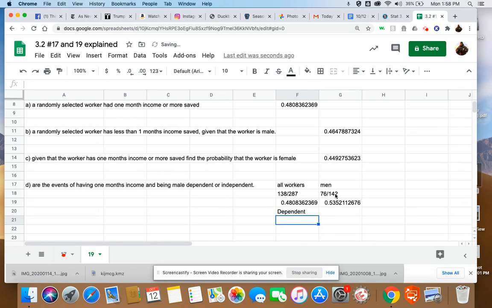Anytime things are going to be independent, then this decimal here, 0.481, would not have changed when we added the condition that it's a man. So that's an easy way to test and see if something is dependent or independent: to see whether there's a change in the probability from one event to the next, or when you add a conditional statement.